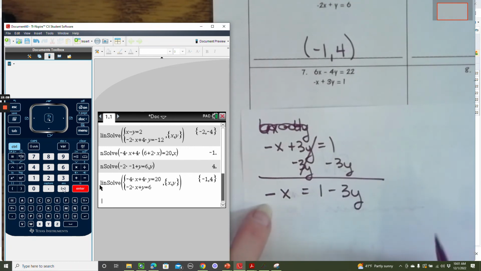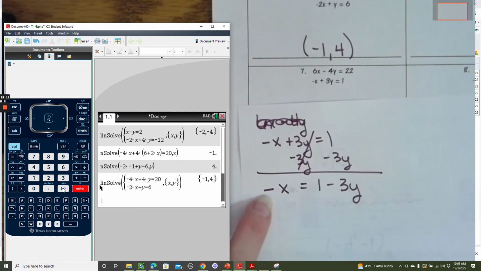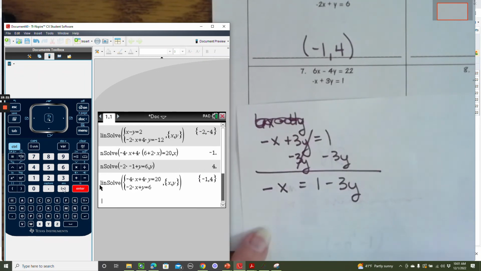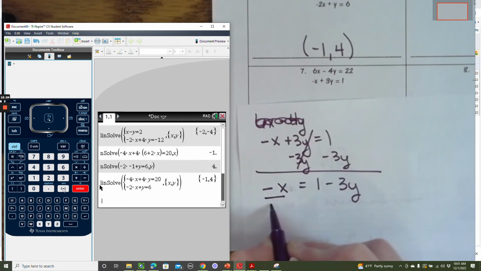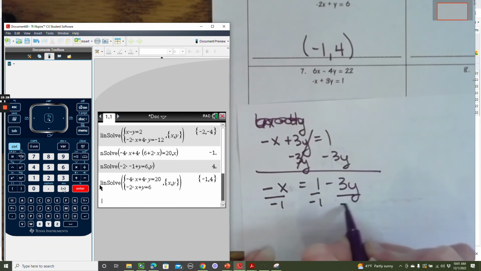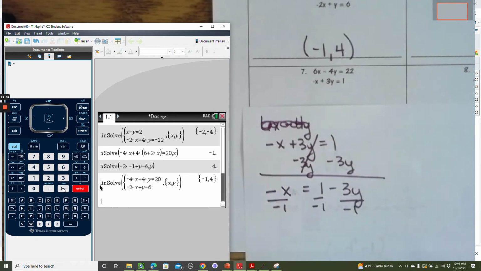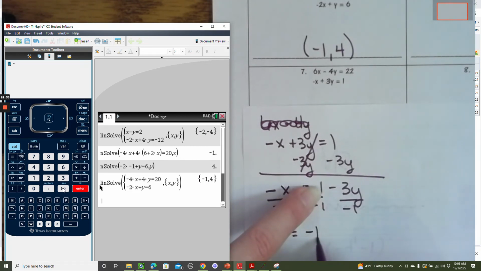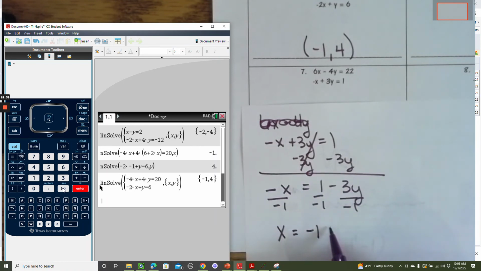But the x still isn't by itself. What do I do if I've got a negative sign over here? So here's my options. I can divide everything by a negative 1, or I can flip everybody's sign. Negative x becomes positive, positive 1 becomes negative 1, negative 3y becomes positive 3y. So it has to be equal to x, not a negative x, or equal to y, not a negative y.